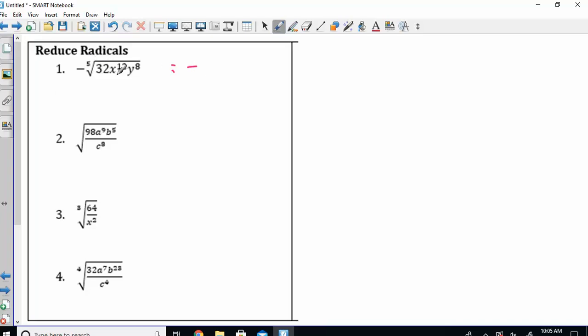It just stays there. All right, since this is all one term, we can do each piece. What's the 5th root of 32? 2. Okay, x to the 12th. How many groups of 5 can you form? 2. So an x squared comes out. How many are left over? 2. So an x squared is left underneath my radical. That's still a 5th root there. If I have 8 y's, how many groups of 5 can we form? 1. So 1 y comes out. How many are left under the radical? 3. Good.